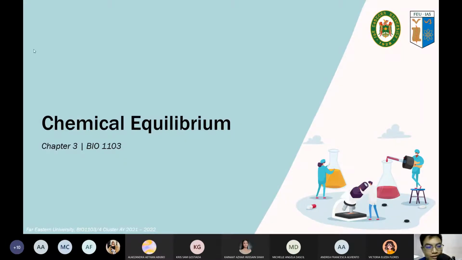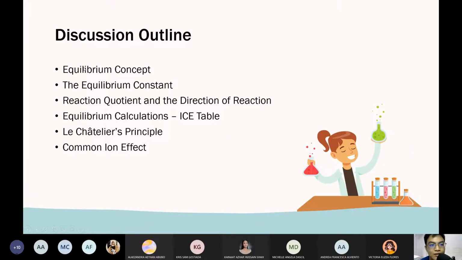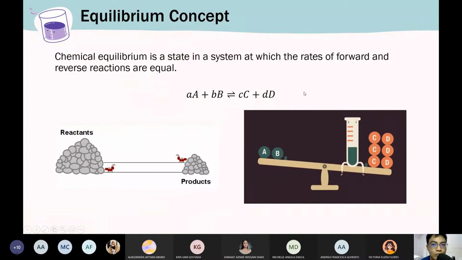Okay, so we are now recording and we'll continue chapter 3 discussion today. The goal is to end the entire chapter and hopefully you'll be able to do some basic calculations involving chemical equilibrium. If you can still recall last week, we were able to have an idea about the equilibrium constant and some basic calculation about it.